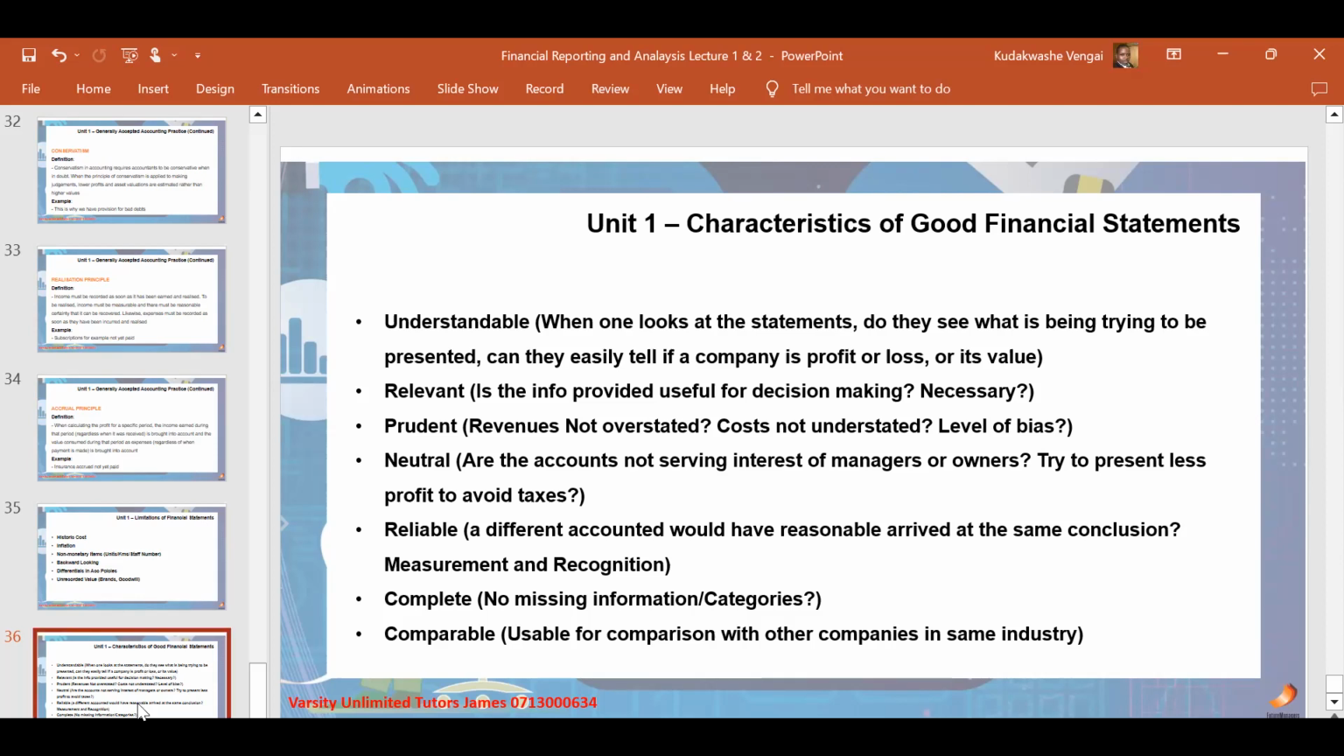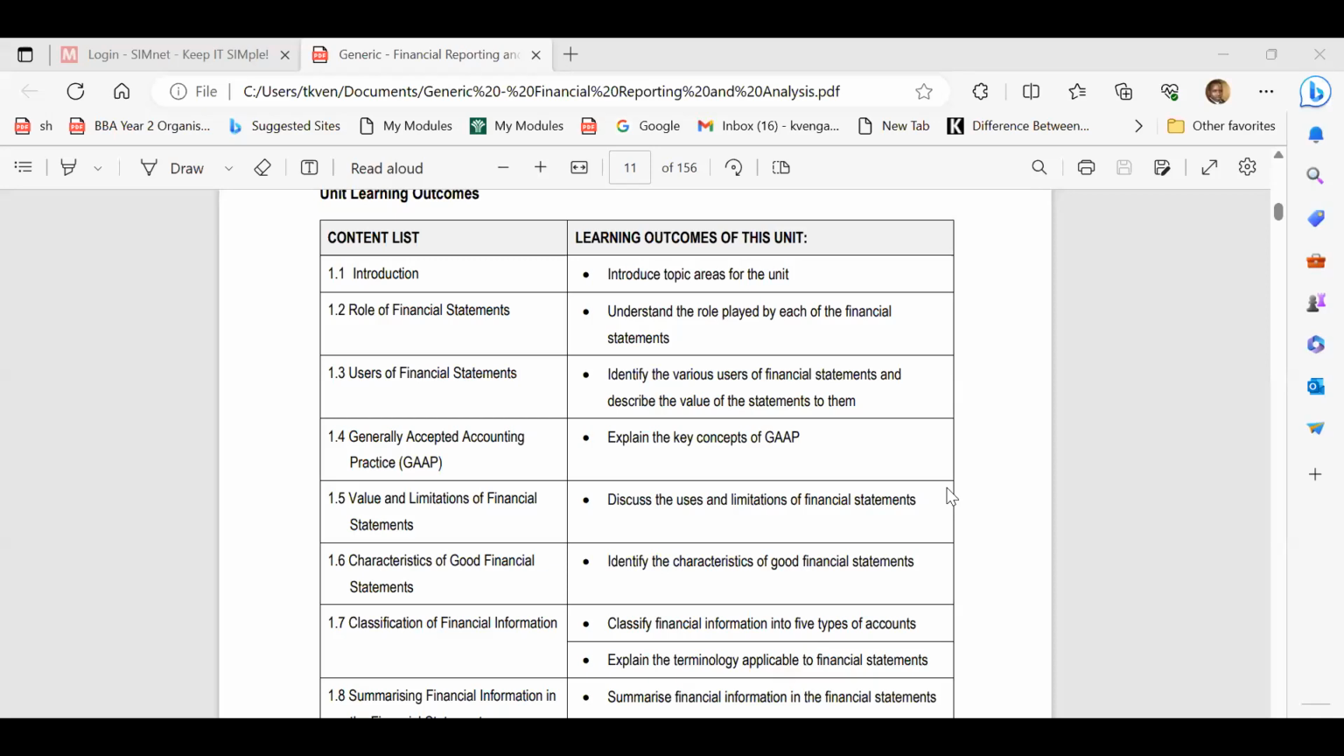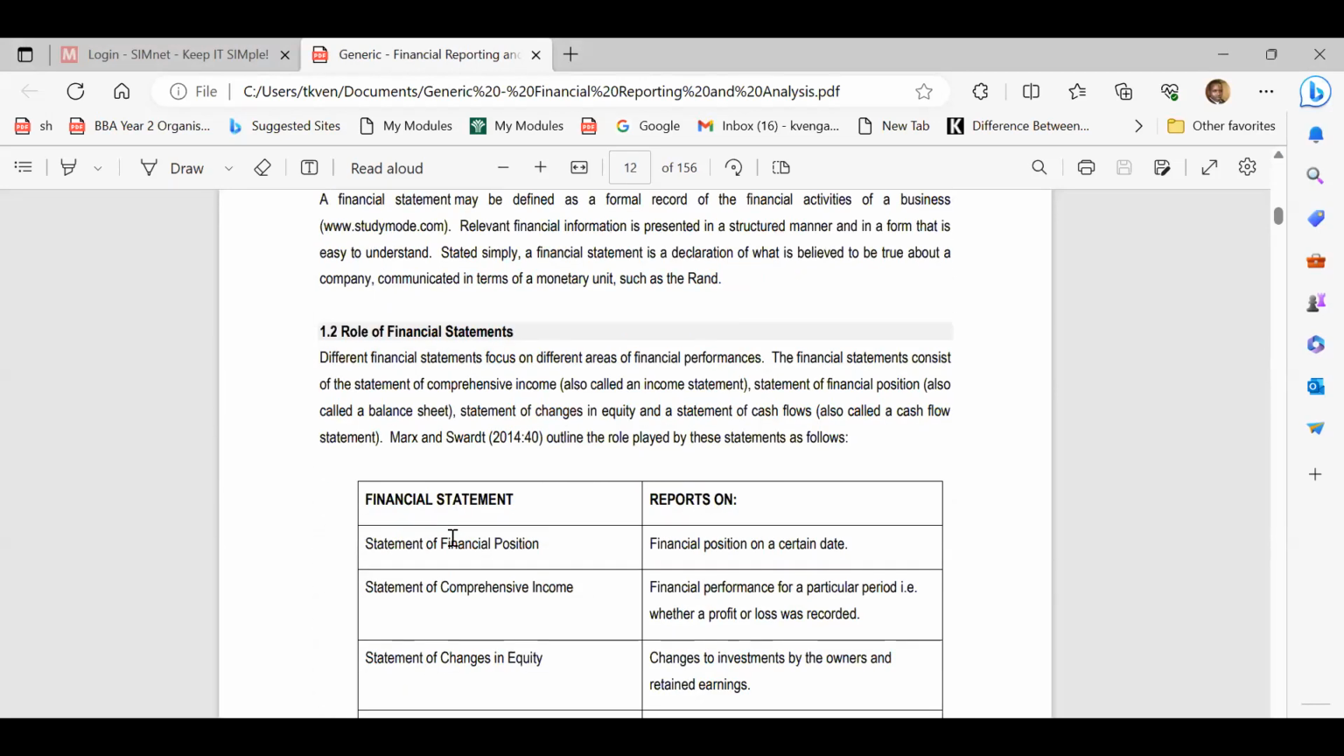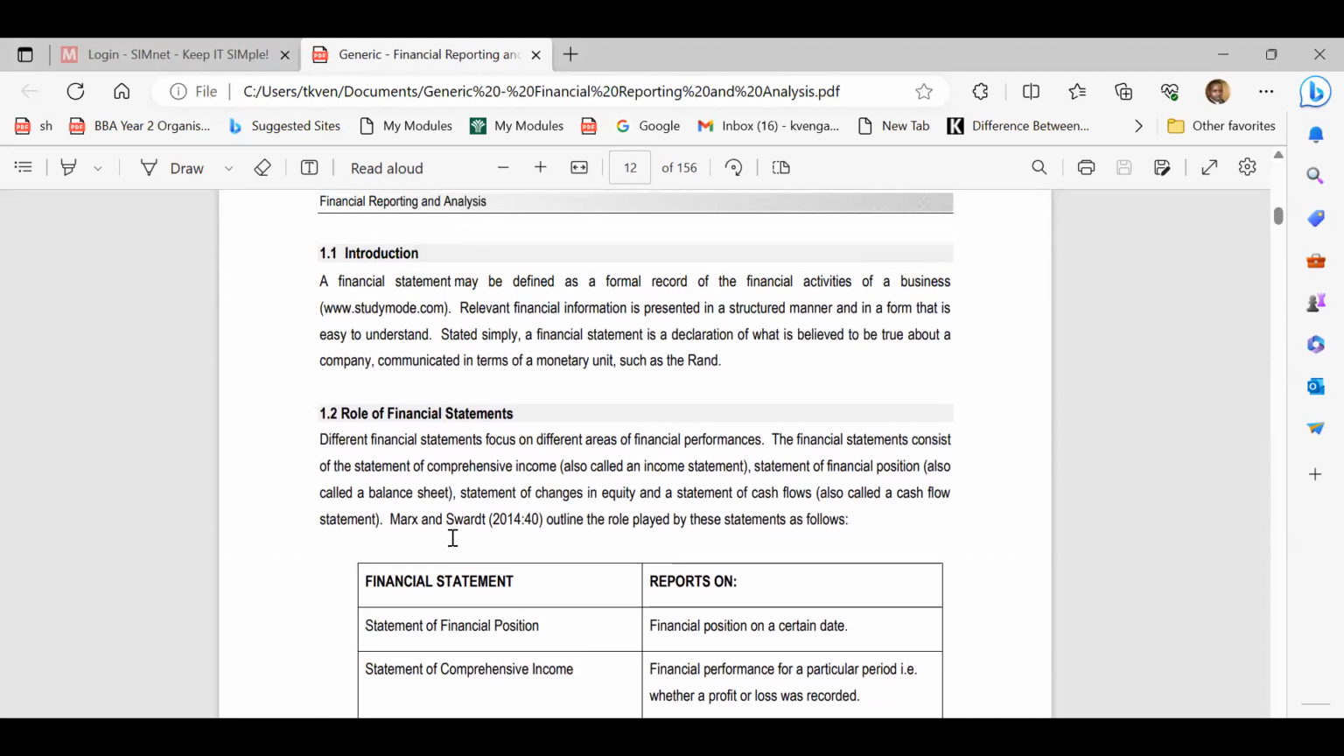So, ladies and gentlemen, this brings me to the end of the main stuff that I wanted to talk about under unit number 1 for today. Before I open it up for questions, the next time we meet, we are going to go to 1.8, which is summarizing financial information in financial statements. We are going to combine 1.8 and unit number 2. So we're essentially now going to go into unit number 2.